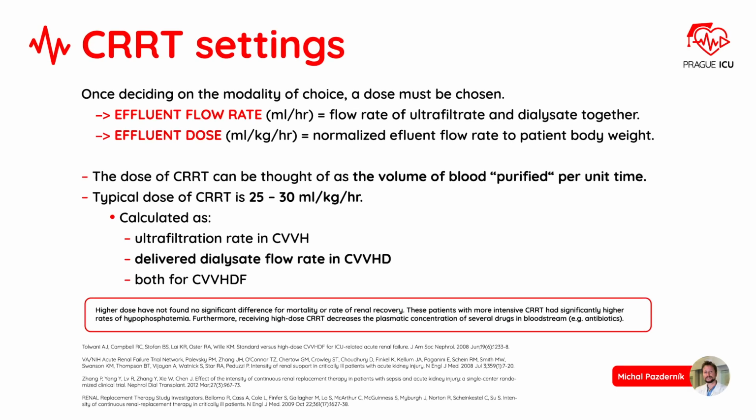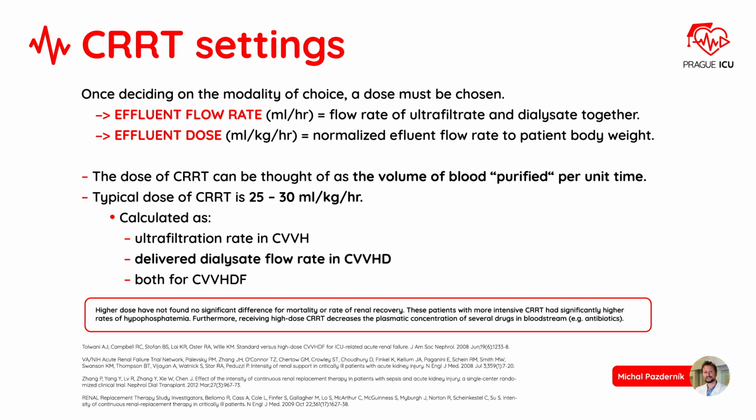Once deciding on the modality of choice, a dose must be chosen. A dose of effluent flow rate in milliliters per hour. It's a flow rate of ultrafiltrate and dialysate together, and effluent dose is calculated in milliliters per kilogram per hour, which is normalized effluent flow rate to patient body weight.